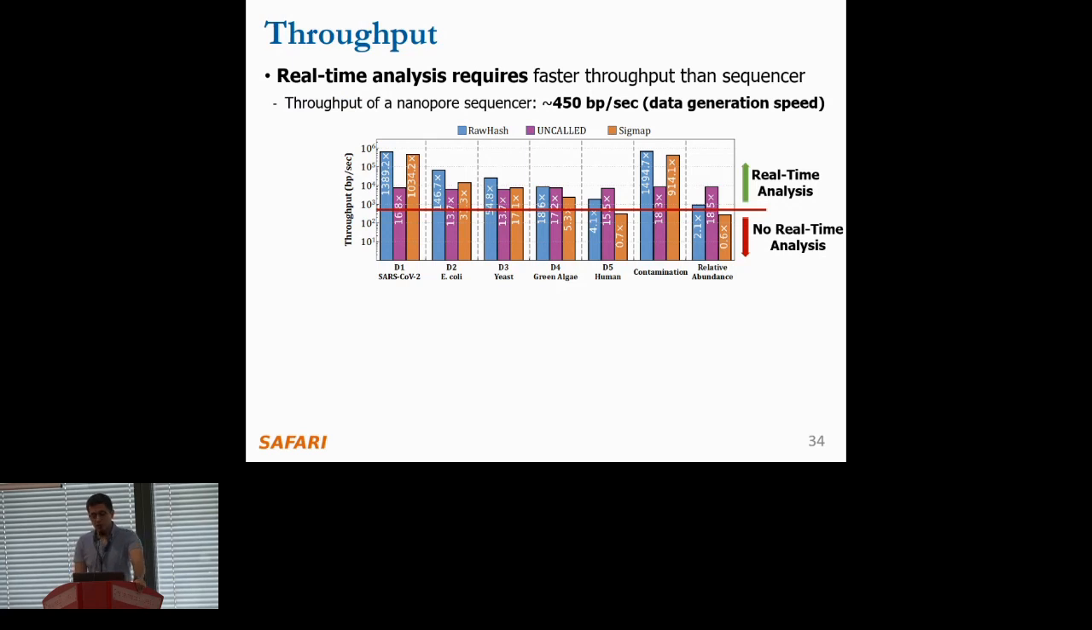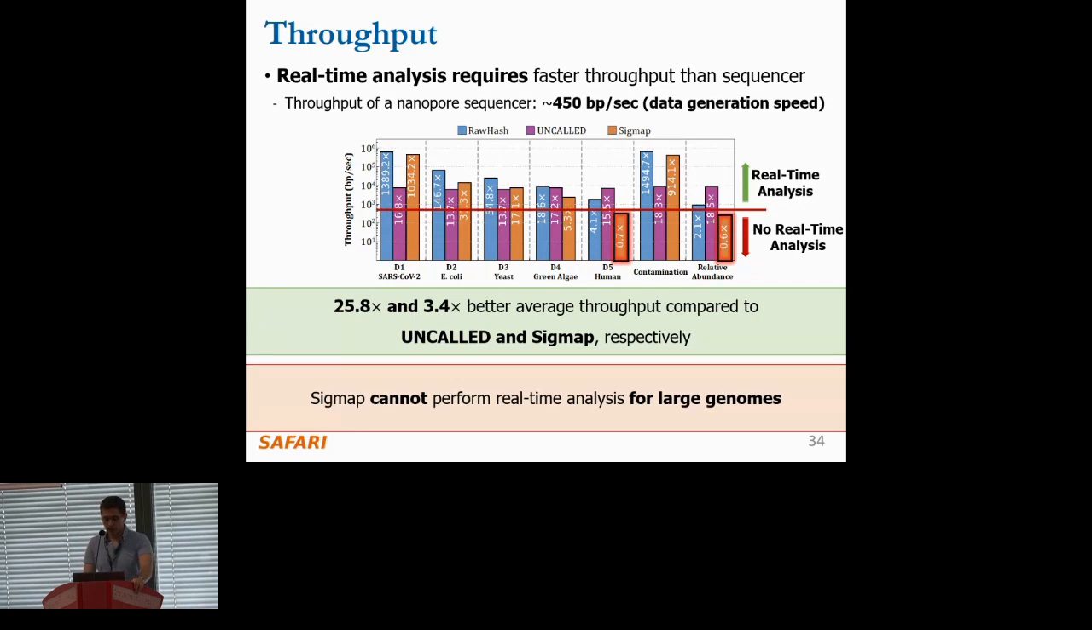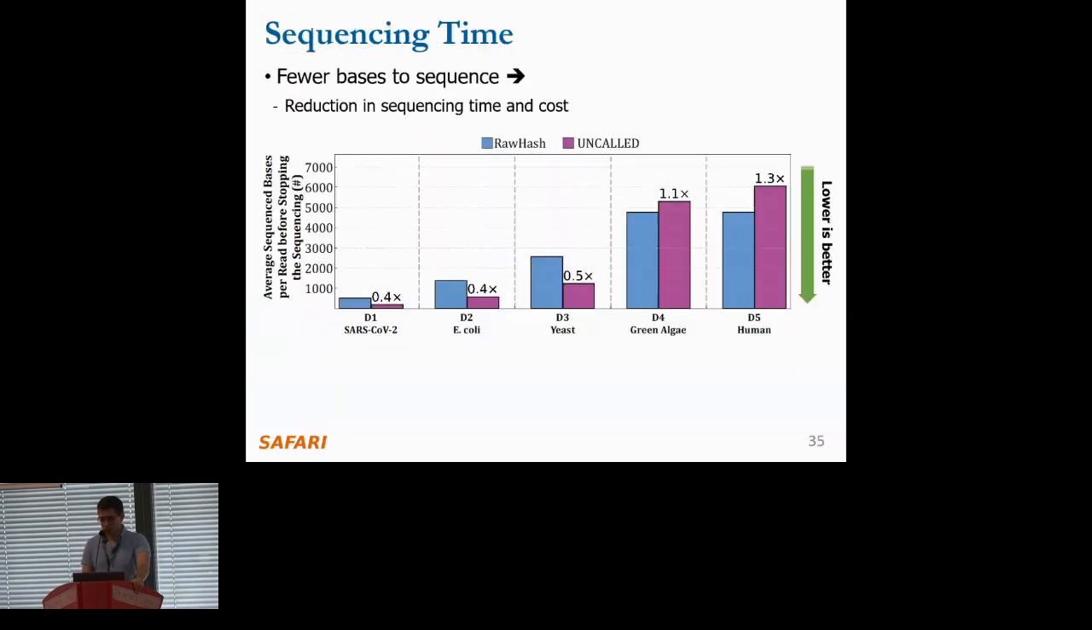To achieve a real-time analysis, the throughput of the computational mechanism must be faster than the throughput of a Nanopore sequencer. So if a bar is below the red line on this figure, this indicates a failed real-time analysis due to slower analysis than Nanopore generates data. We observe that RawHash provides 25.8 times and 3.4 times better average throughput compared to UNCALLED and Sigmap respectively. This is essentially achieved by efficient similarity search with RawHash. We also find that Sigmap cannot perform real-time analysis for large genomes due to the costly distance calculation that it offers.